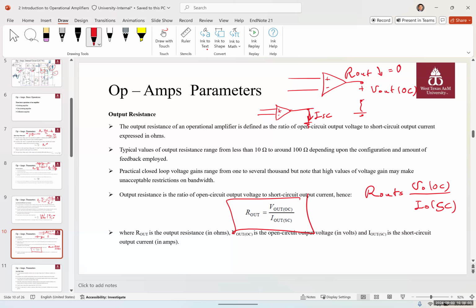Again, because if we have an infinite output resistance, all the signal that we spend so much energy and time to process would be completely lost and eliminated by the output resistance. So we like to have a very low output resistance. On top of that, that adds a little noise to the system as well.